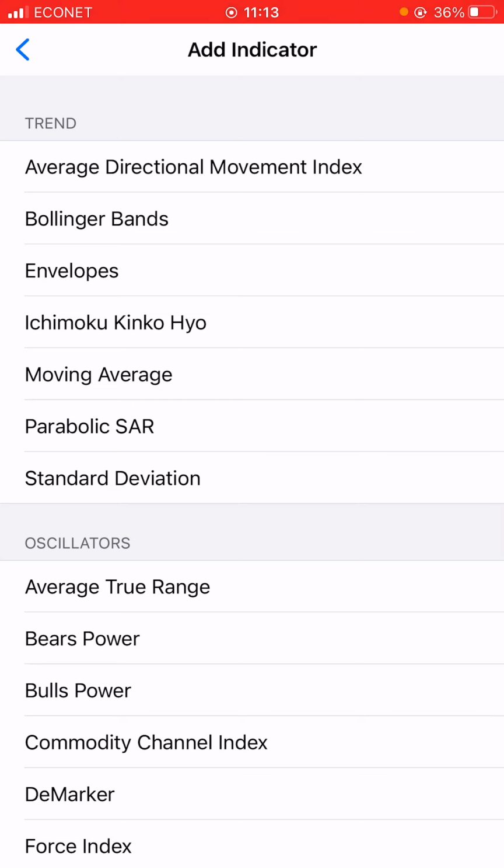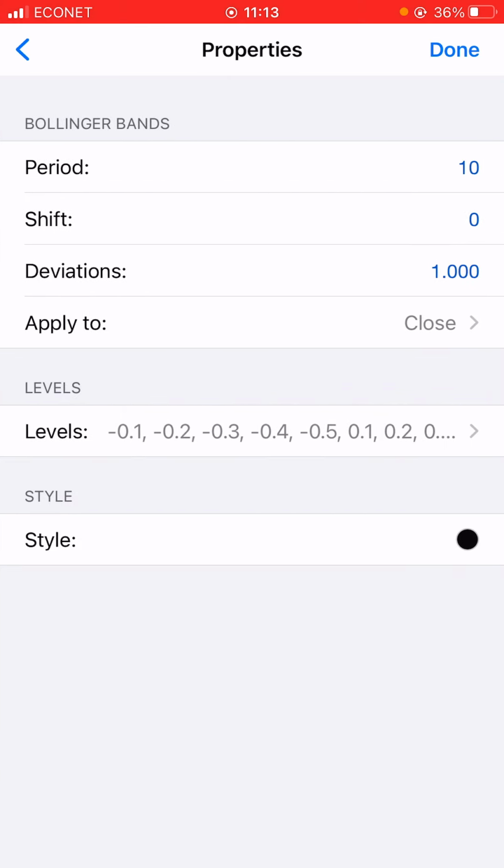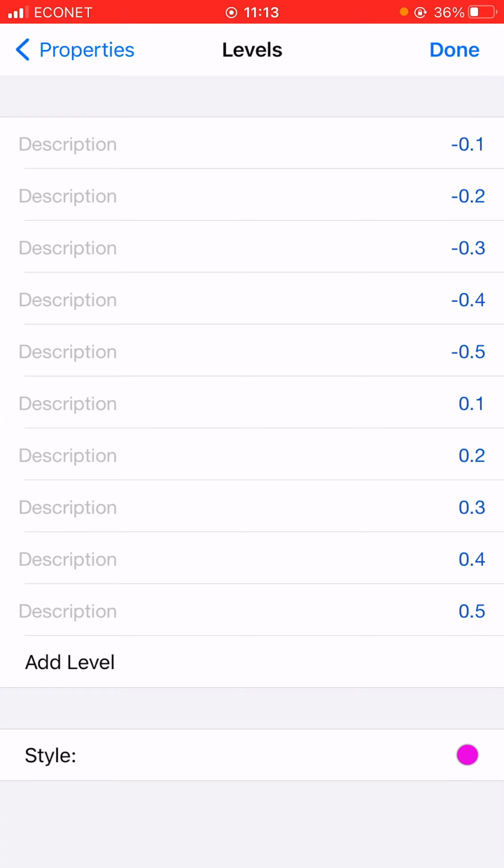So we want to install what we call Bollinger Bands, and these Bollinger Bands will have the following properties: a period of 10, a shift of 0, a deviation of 1, and apply to close. It will also have the following levels. We're going to have negative 0.1, negative 0.2, negative 0.3, negative 0.4, and negative 0.5.